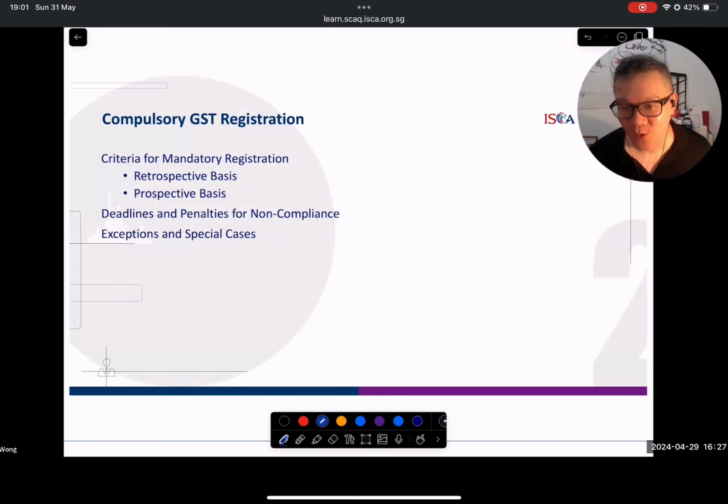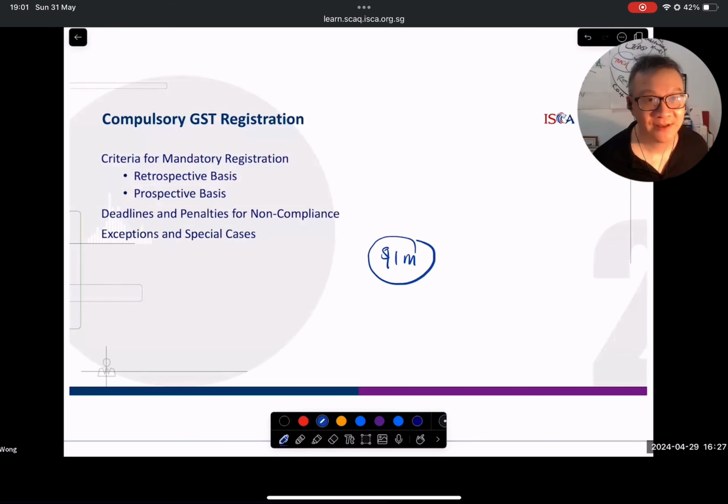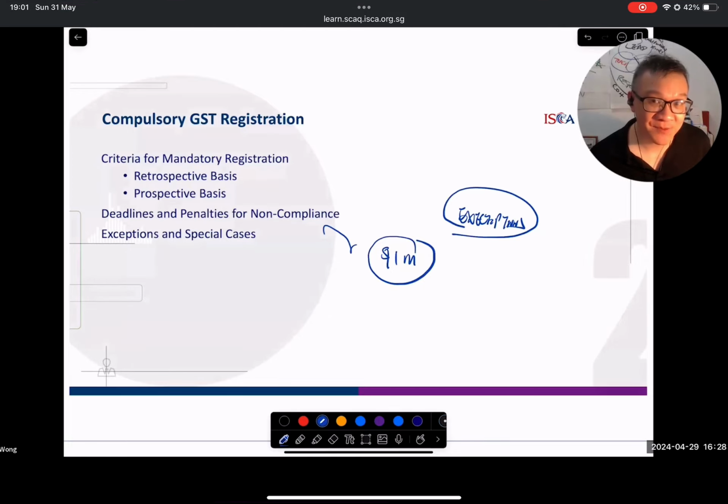Okay, exceptions or special cases. So what are exceptions and special cases? Like I said, if you already exceed the $1 million threshold, you cannot keep quiet. You do have to let IRAS know. Either you register for GST or you apply for what we call an exception. It's not exemption, it's exceptions to GST registration. So again, based on the stipulated examples given by IRAS, or you may have a very solid example to justify, you may be accepted, you may fall under an exception to the general rule. It is possible not to get GST registration, so to speak.